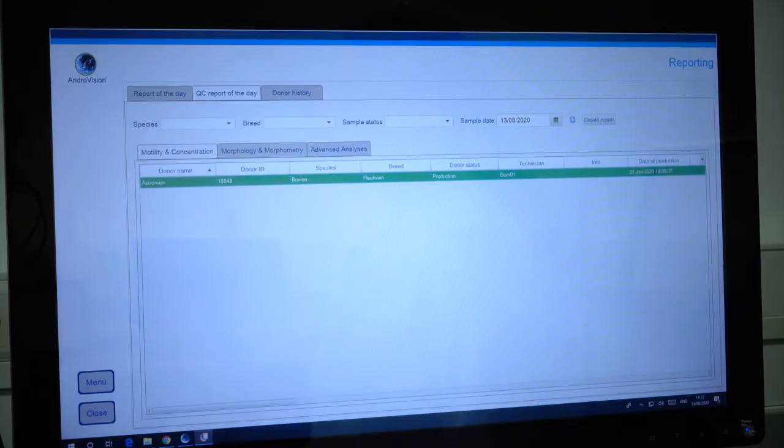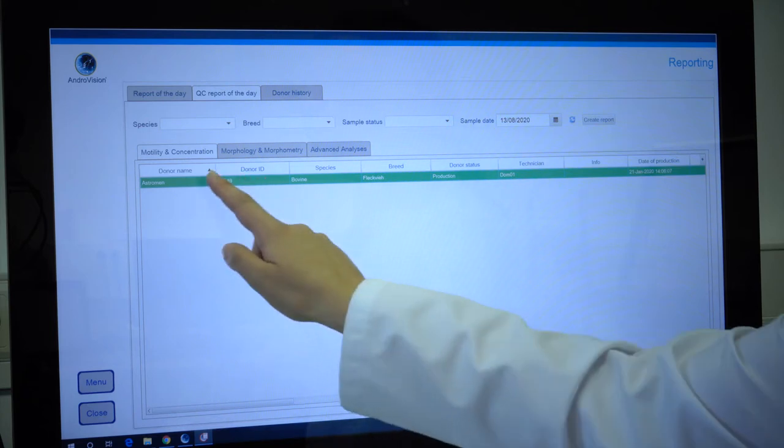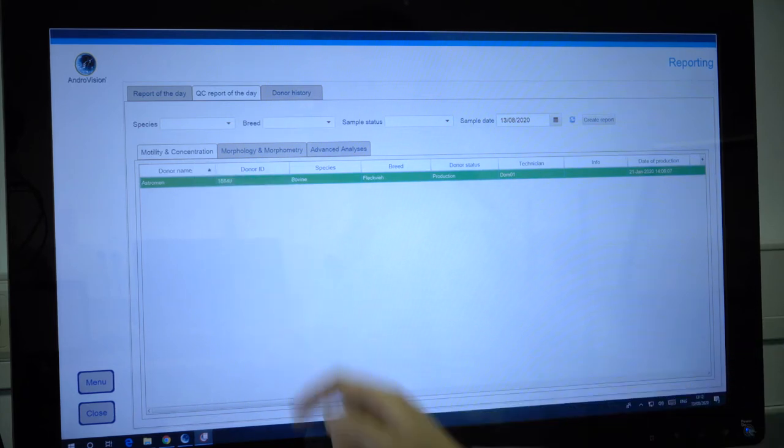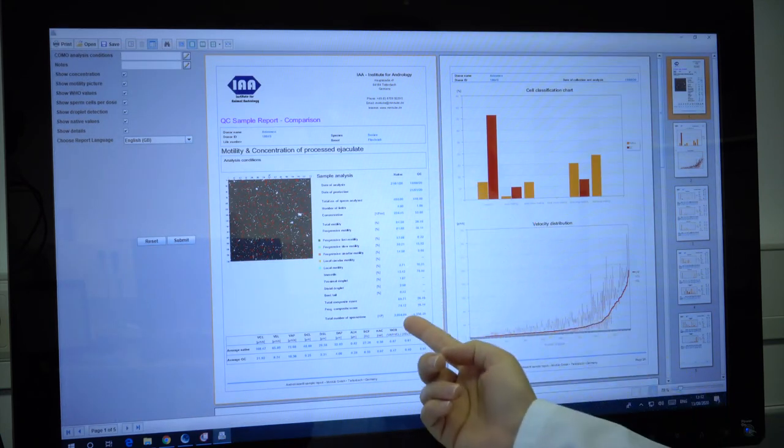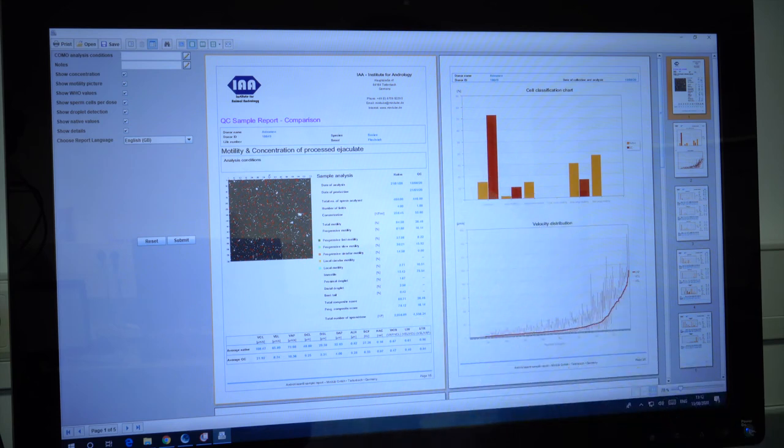Beside the analysis of a native ejaculate, AndroVision is also able to perform quality control. For this, it links the analysis of the native semen sample to the quality control, making it possible to analyze samples during production multiple times and to compare the values.